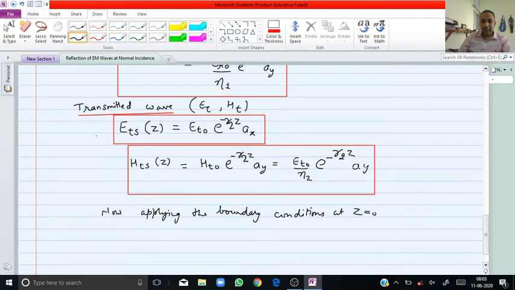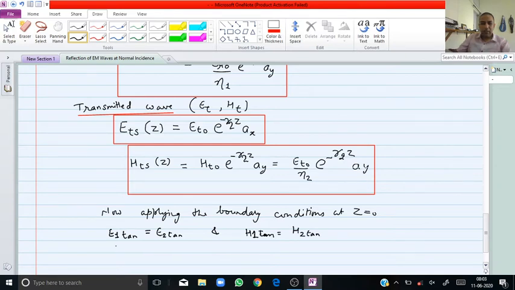And we know that E has only the tangential component. So E tangential 1, that is E1 tangential, is equal to E2 tangential, and similarly H1 tangential will be equal to H2 tangential.